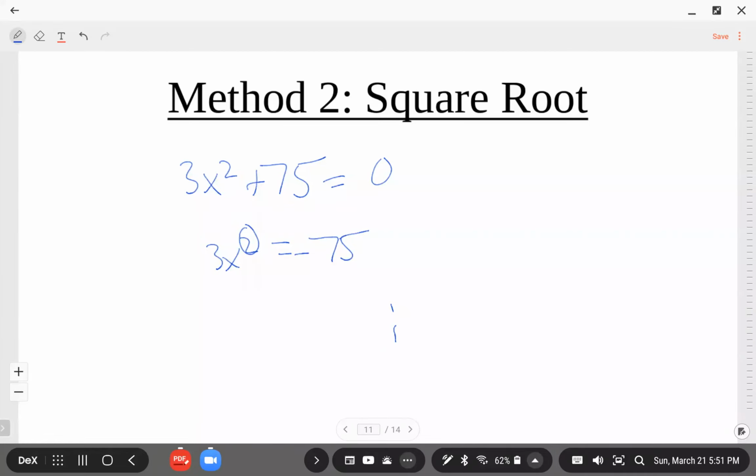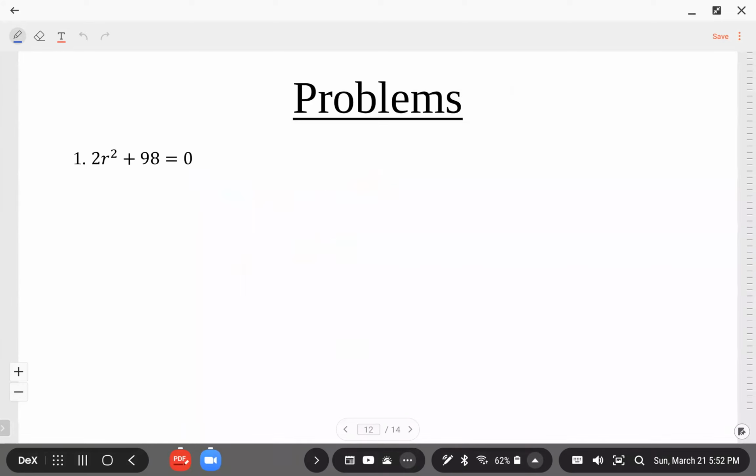Let's talk about that later. Too complicated to explain right now. So be mindful of no solution. In this case, just no solution. So now let's move on to our practice problems. First step.